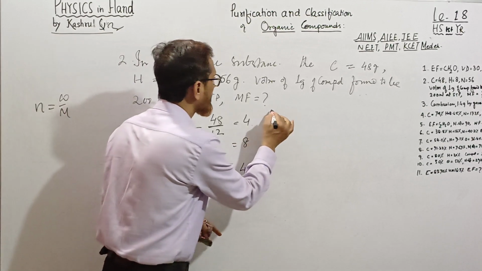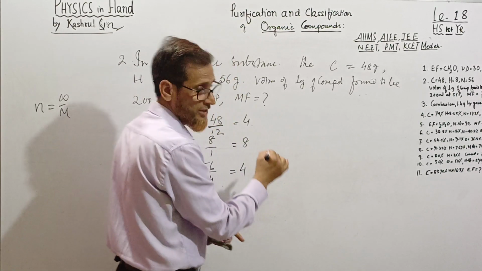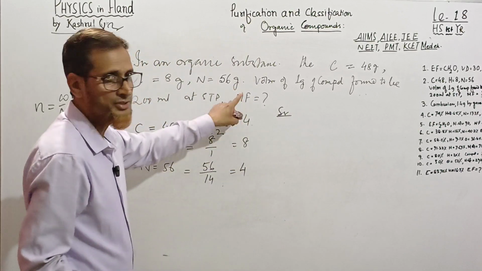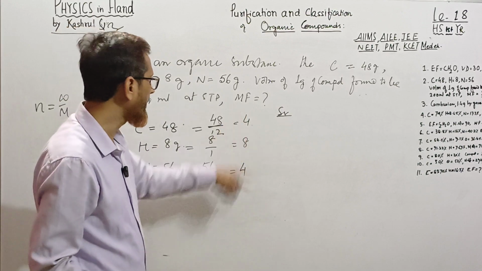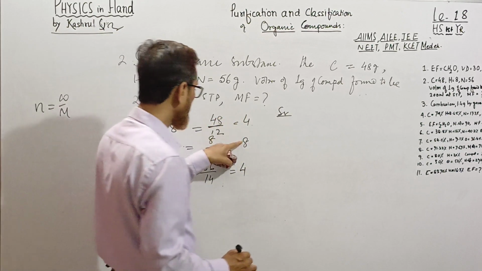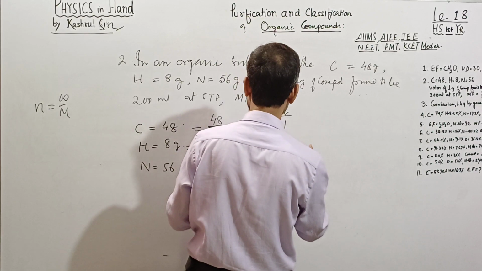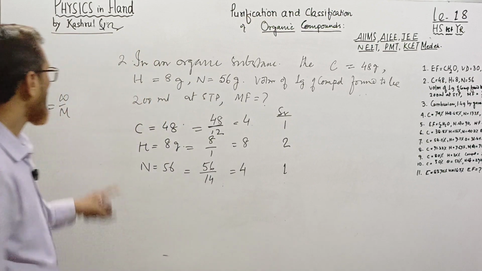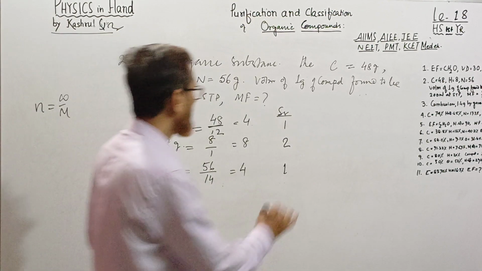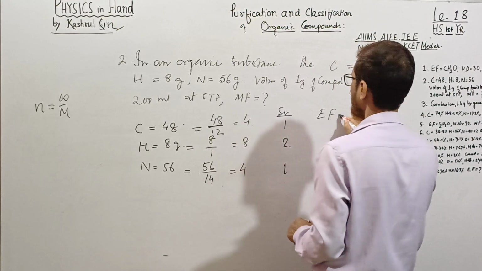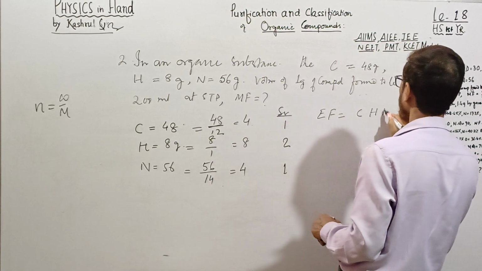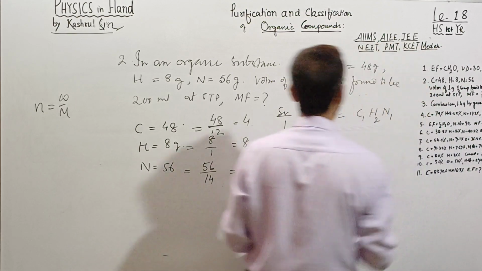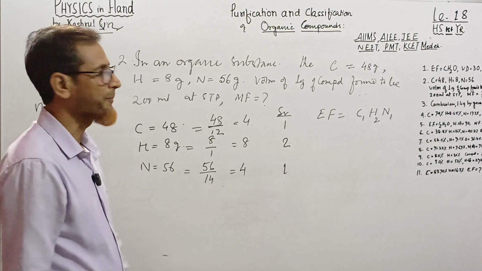So next is the simple ratio. You just divide and find out the simple ratio. You divide all through by 4. You are getting 1:2:1. So what we have got here is the empirical formula, with carbon, hydrogen and nitrogen in the ratio 1:2:1. This is the empirical formula.